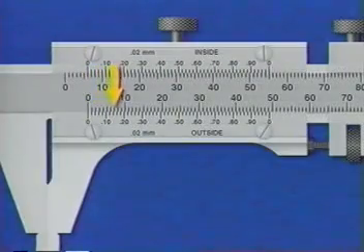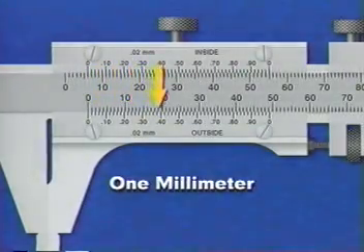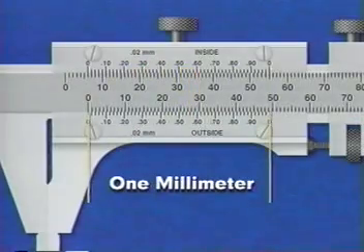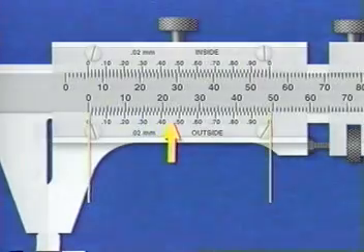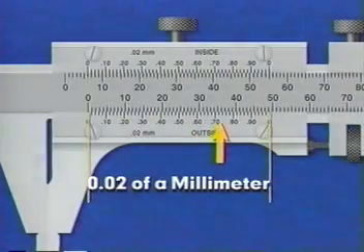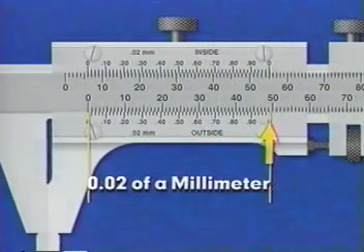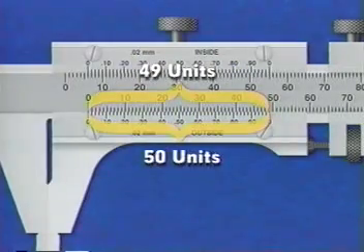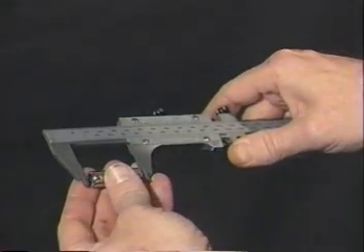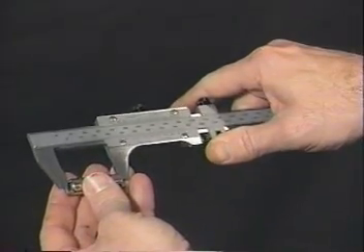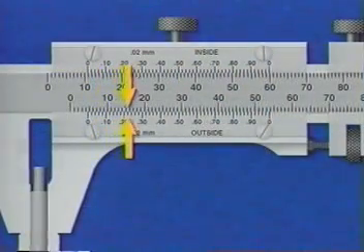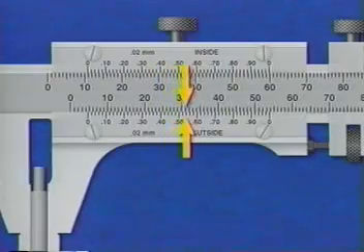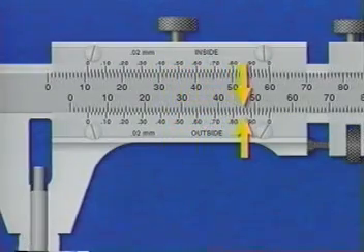Each graduation on the stationary bar represents 1 millimeter. The vernier plate essentially divides 1 millimeter into 50 units, with each graduation representing 2/100ths of a millimeter. These 50 units represent exactly the same distance as 49 units on the stationary bar. Because of this minute difference, when a measurement is taken, only one graduation on the plate will exactly coincide with a graduation on the stationary bar.